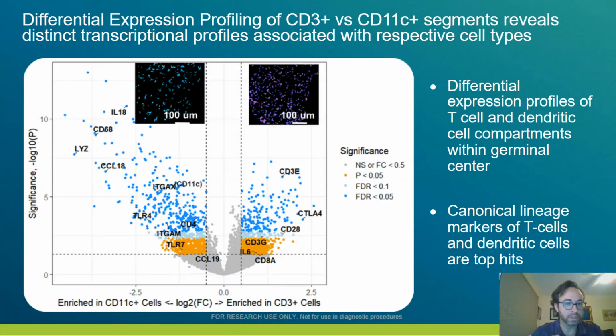That's not a function that is really being performed by the T cells themselves. CCL19 is sort of sitting within the middle of the volcano plot here. That's because these cells have already migrated in. They don't need to express it, and they're not actively pushing that particular axis. However, what we do see is strong enrichment of genes like CTLA4, as well as genes such as IL-18 within the dendritic cell compartment.